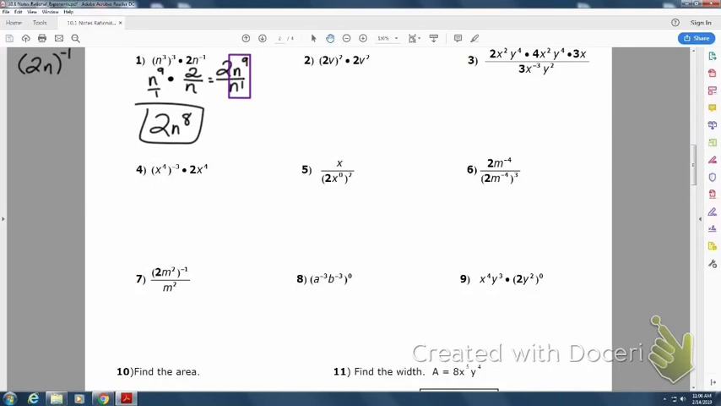Alright. Number 2 is really good because it's a simple example of a common mistake that a lot of people make. On the first 2v, is that squared attached to the 2 or the v or both? Both. So what is 2 squared? 4. And then I would write v squared. On the second one, is it attached to the 2 or the v or both? Just the v.